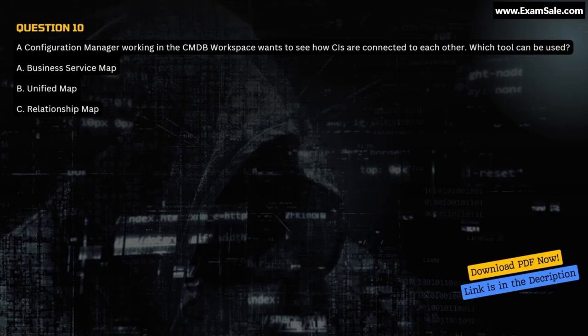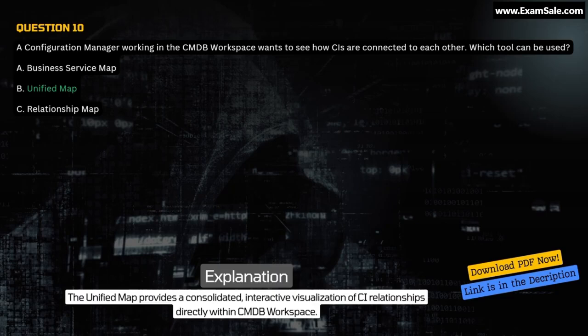A. Business Service Map. B. Unified Map. C. Relationship Map. Correct answer B. Unified Map. Explanation. The Unified Map provides a consolidated, interactive visualization of CI relationships directly within CMDB workspace.